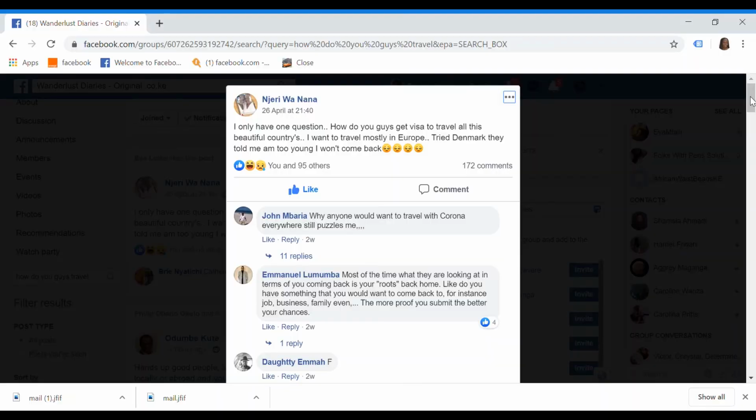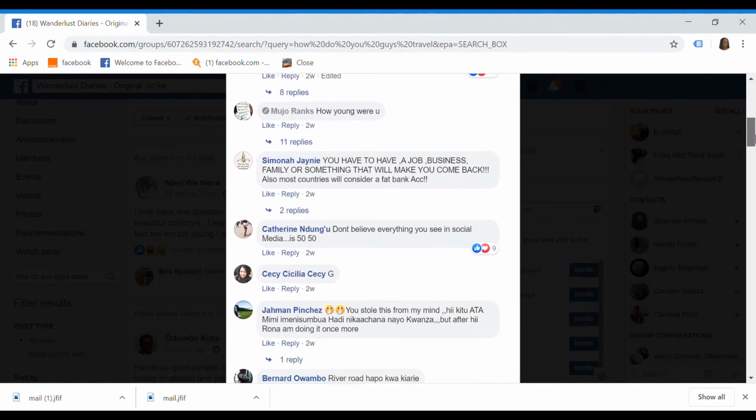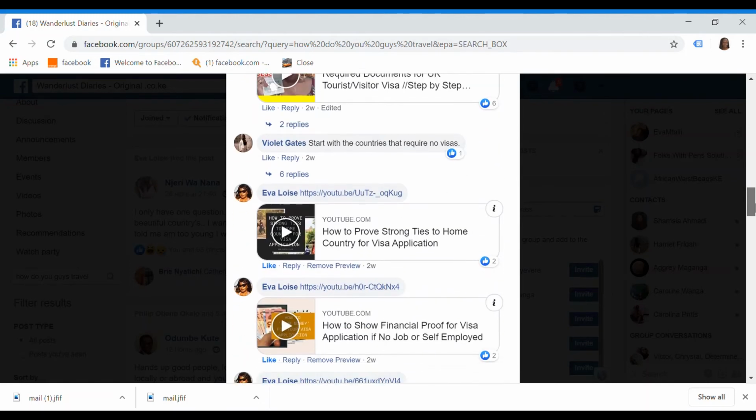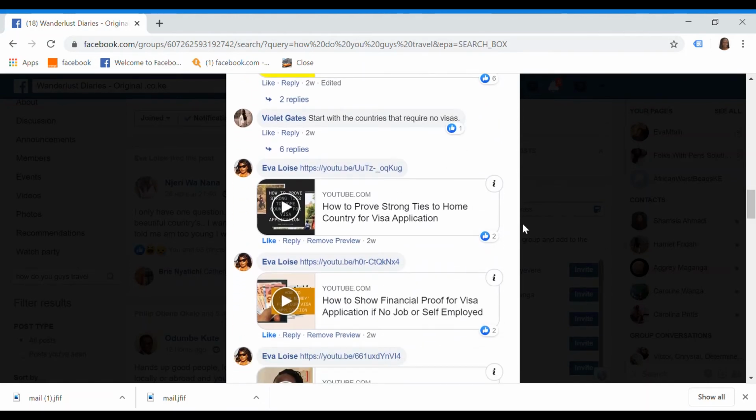So in this post, for instance, there is someone who asks, I only have one question. How do you guys get visas to travel to all these beautiful countries? I want to travel mostly in Europe. Tried Denmark. They told me I'm too young. I want to come back. And I just remembered that I have a whole YouTube video on how to prove strong ties to your home country for visa applications. And I knew this is one way that I could help whoever was asking these questions.